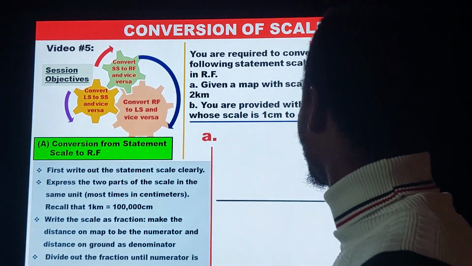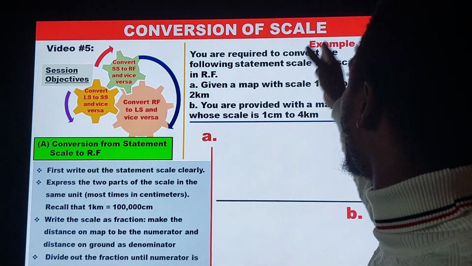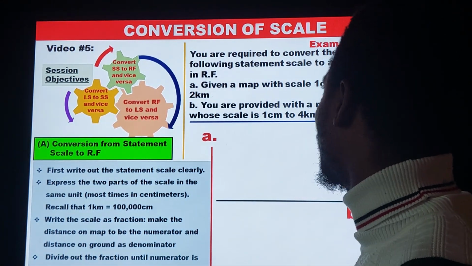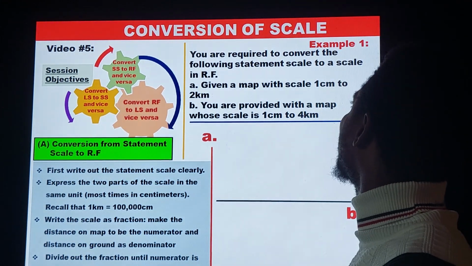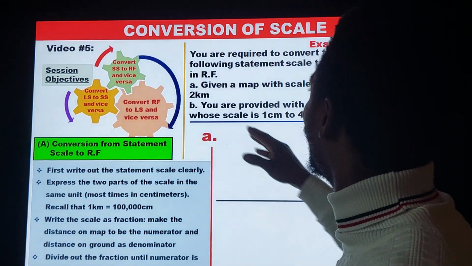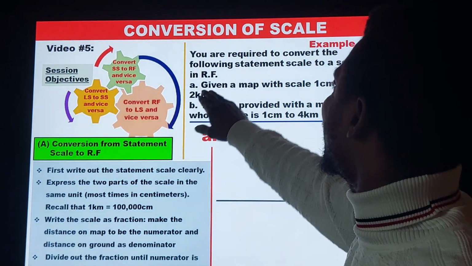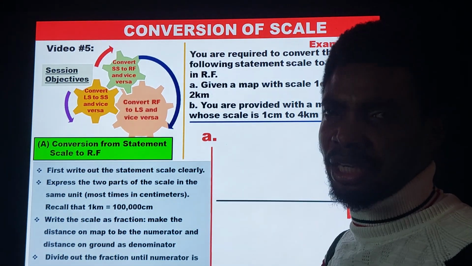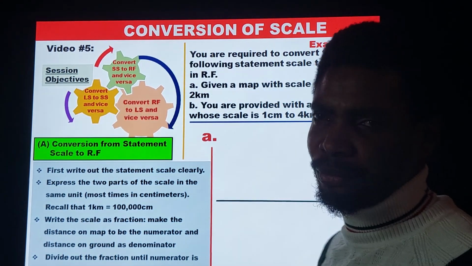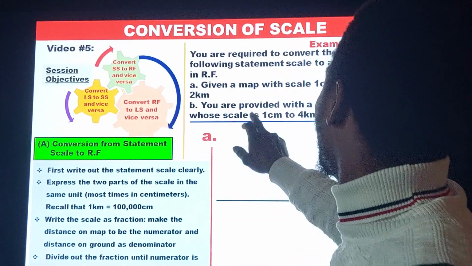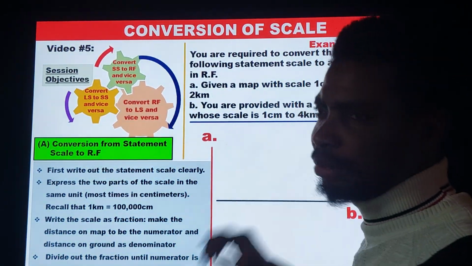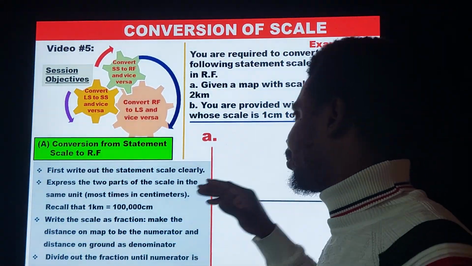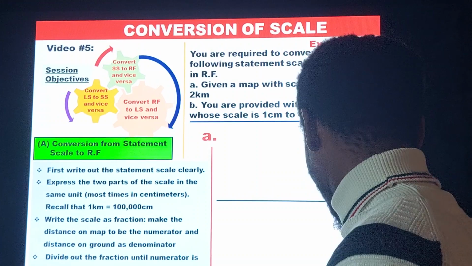Look at this example. This example 1. You are required to convert the following statement scale to a scale in representative fraction. Given a map with scale 1 centimeter to 1 kilometer, you are given a scale of a map to be 1 centimeter representing 2 kilometers. And secondly, you are given a map and the scale of that map says 1 centimeter represents 4 kilometers. How do you solve this one? How do you convert it to representative fraction? Let's see.